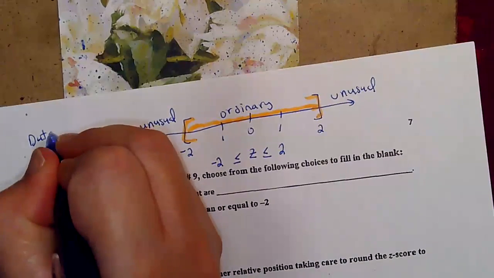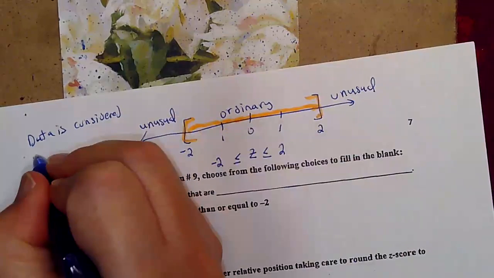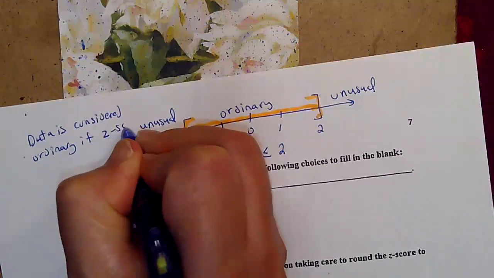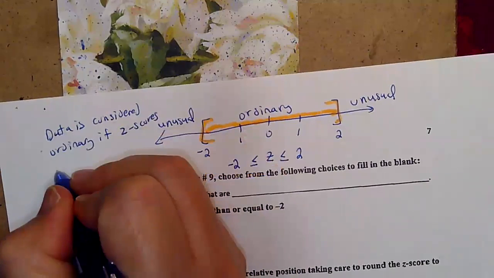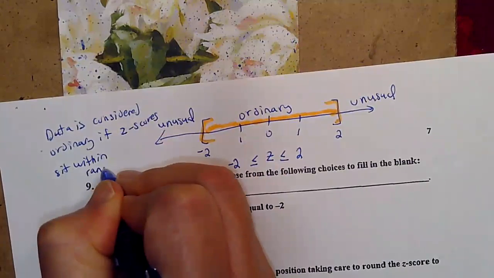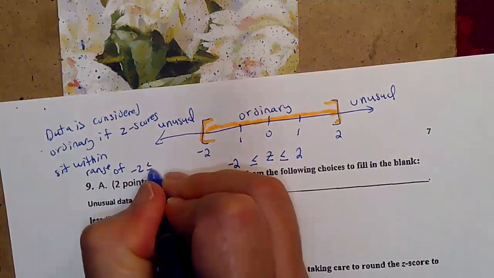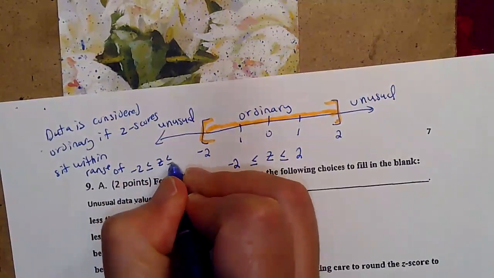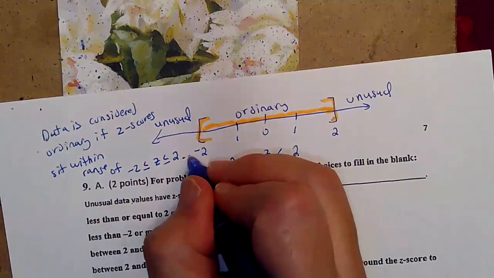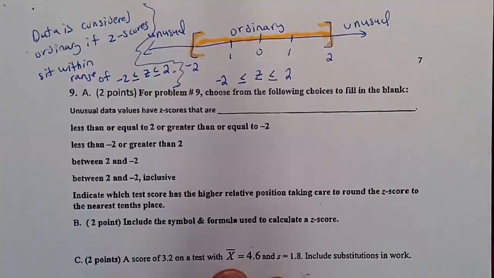Data is considered ordinary if z-scores sit within the range of, basically, it's trapped between -2 and 2. That's the idea. So that's what this question is related to.